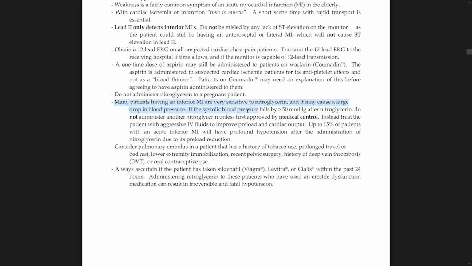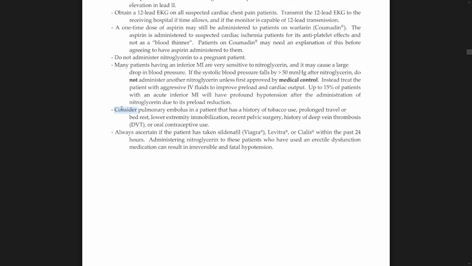If the systolic blood pressure falls by greater than 50 millimeters of mercury after nitroglycerin, do not administer another nitroglycerin unless first approved by medical control. Instead, treat the patient with aggressive IV fluids to improve preload and cardiac output. Up to 50% of patients with an acute inferior myocardial infarction will have profound hypotension after the administration of nitroglycerin due to its preload reduction.